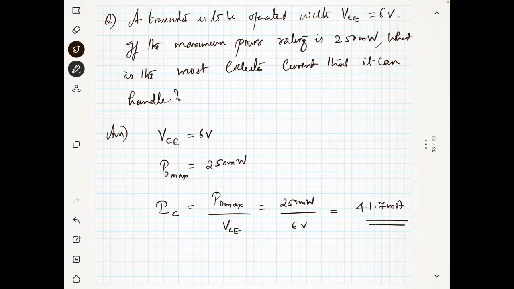If the current exceeds this limit, then the transistor will get damaged. So this is the maximum limit for the IC. I hope this part is clear to you.